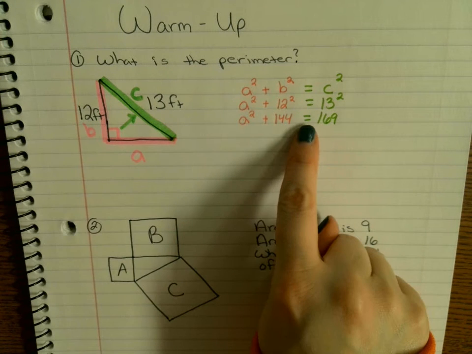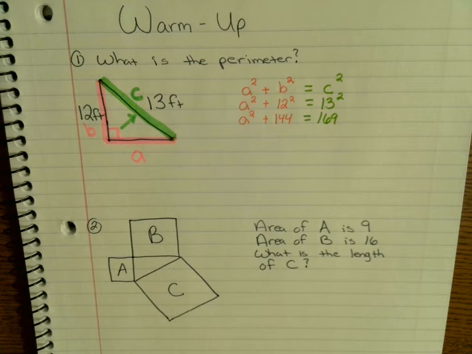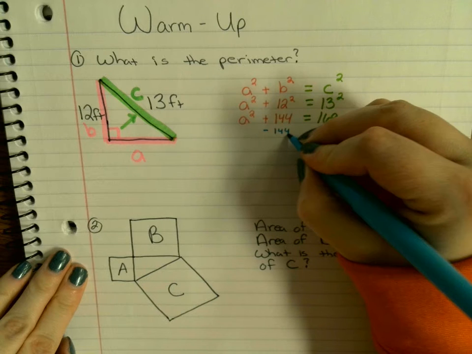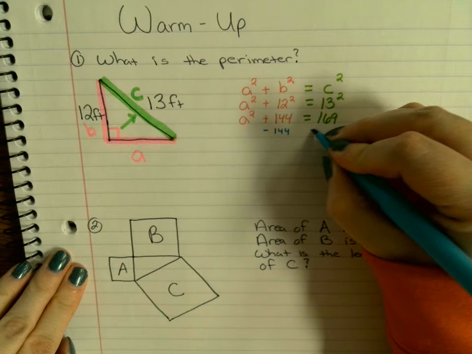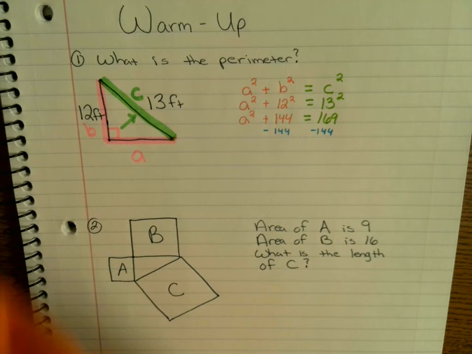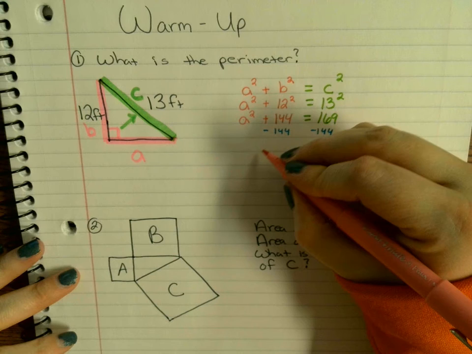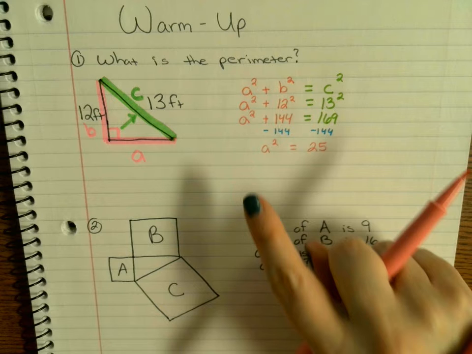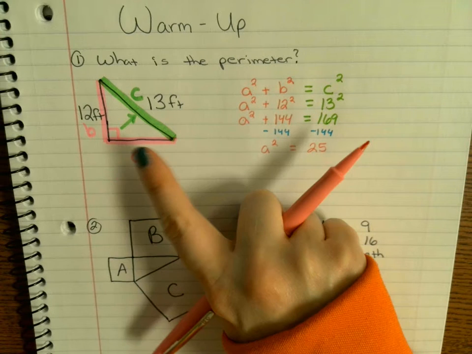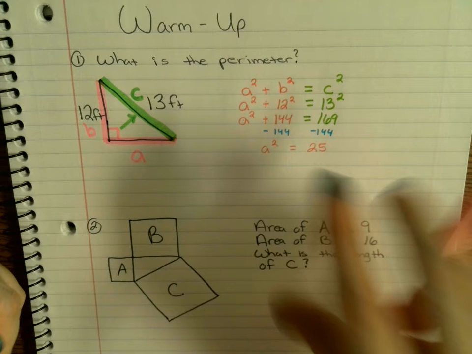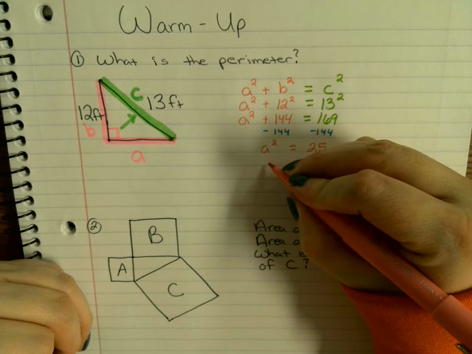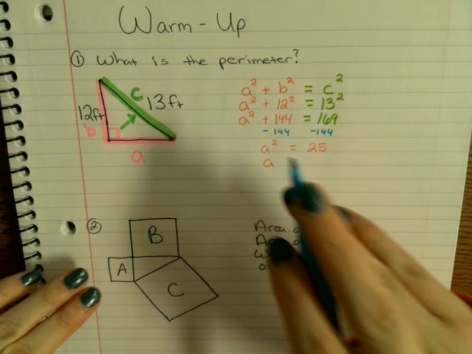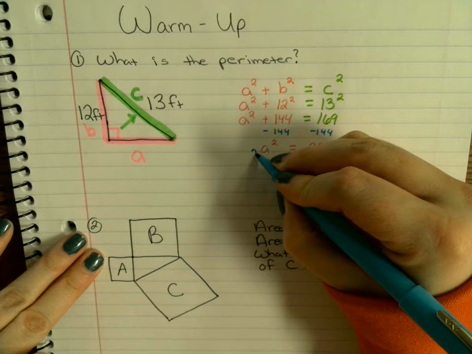To solve, you would subtract 144 from both sides. That's going to leave you with A squared equaling 25. But we're not done, because I don't want A squared. I need the measurement of A. So what do I have to do to get A by itself? Take the square root, right? The opposite of squaring a value is to take the square root of the value. So you have to take the square root of both sides.